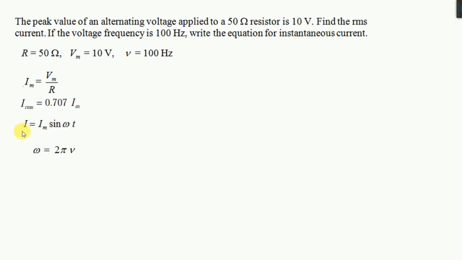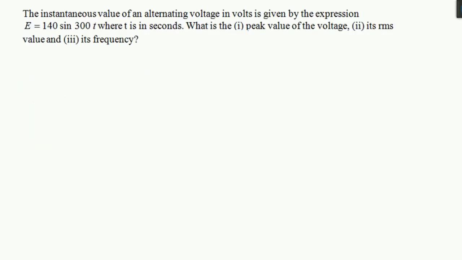And next you have to write the equation of instantaneous current. Now this is the equation of AC current, so you have to put the values. Im you have already got, and omega is 2 pi into frequency, and frequency also we have, so you can put the value of Im and omega and you can find the equation.